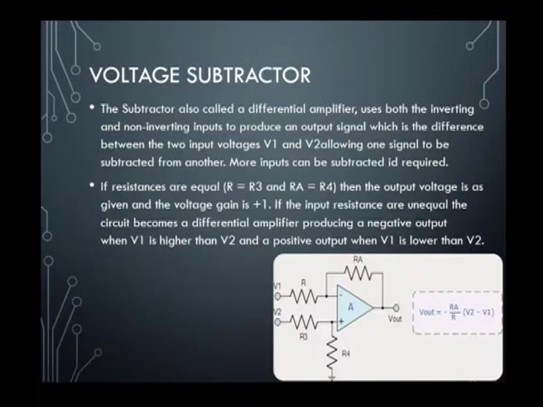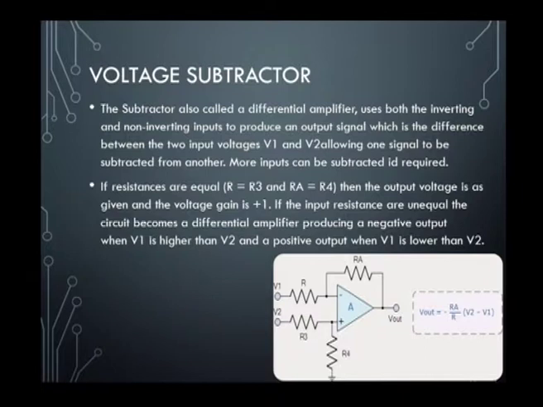So, the subtractor circuit will be like this, which has V1 and V2 as the input voltages, with R and R3 as the two input resistors, RA as the feedback resistor, and R4 as the resistor connected to ground through the non-inverting terminal. If the resistances are equal, that is R is equal to R3 and RA is equal to R4, then the output voltage is given by the difference, and the voltage gain is 1. So, if the resistances are equal, we can again consider the gain to be equal.